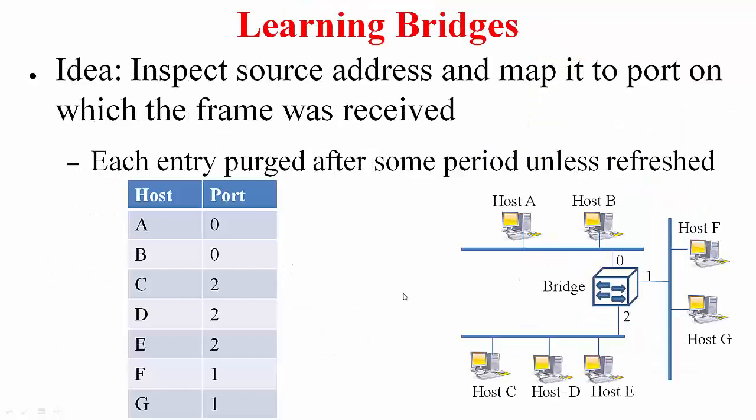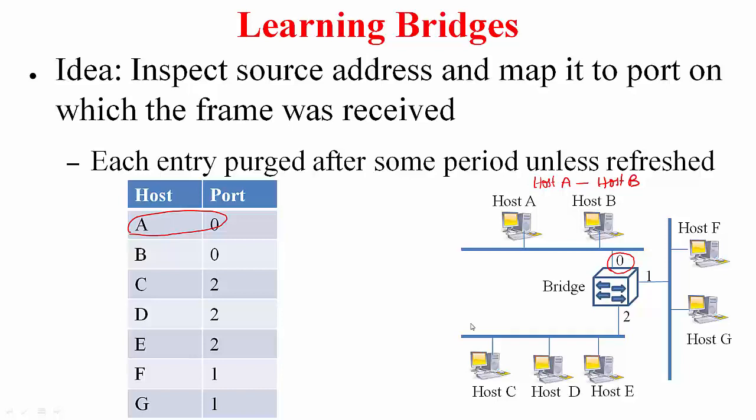So here is the idea. It's a very simple idea, but a very clever idea. What you do is you inspect the source address of frames that are passing through you and map that particular address to the port on which the frame was received. For example, when host A sent a packet to host B, this packet is going to be received on this particular bridge on port 0, in which case this bridge is now going to put an entry that says host A is on port 0. Note that you are looking at the source address here, not the destination address.